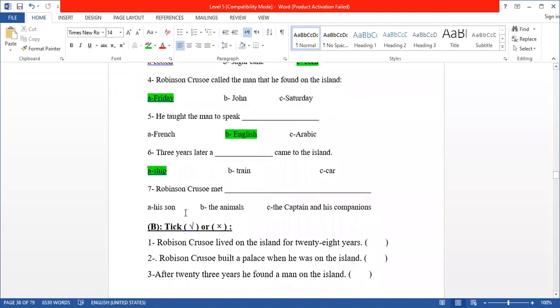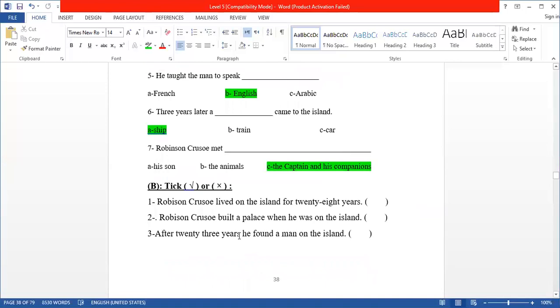Robinson Crusoe met his son, the animals, the captain and his companions. The captain and his companions. Yes, circle C. He met the captain and his companions.